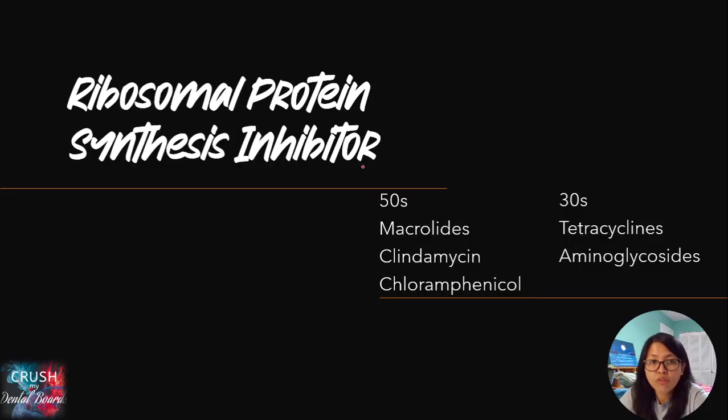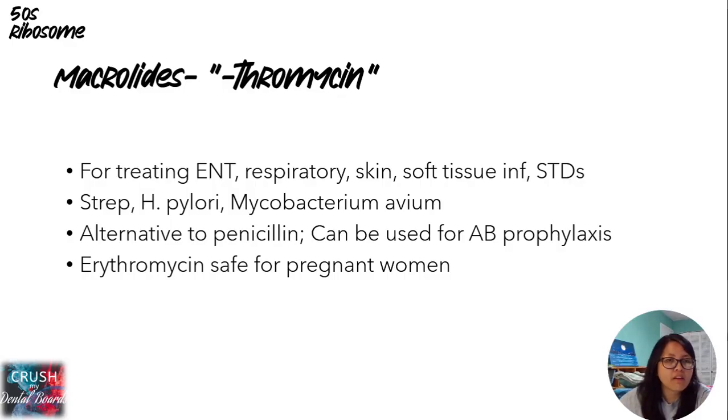And what are the two different ribosomal proteins? You have your 50S subunit and you have your 30S subunit. Antibacterial drugs targeting the 50S would be your macrolides, your clindamycin, and your chloramphenicol. Antibacterial drugs that would target the 30S subunit would be your tetracyclines and your aminoglycosides. All right, let's go first to those antibacterial drugs targeting the 50S ribosome.